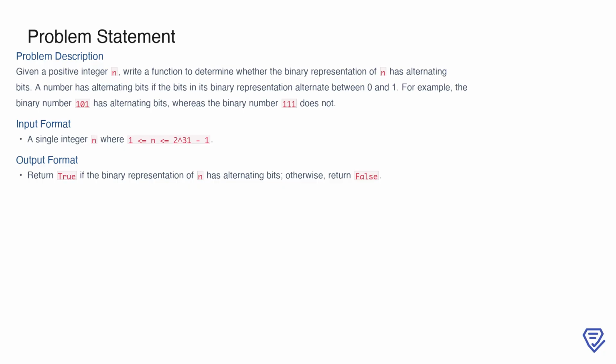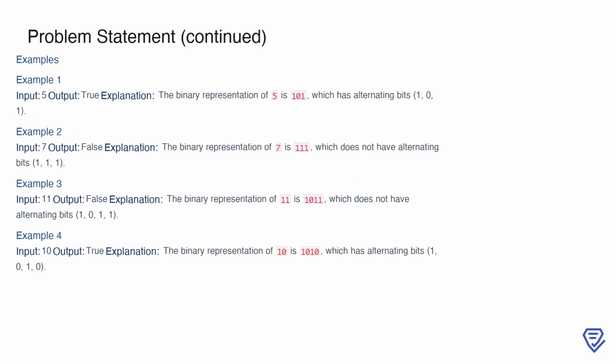The input to the function will be a single integer n, which lies within the range of 1 to 2 to the power of 31 minus 1. The output should be a Boolean value, true if the binary representation of n has alternating bits, and false otherwise. To help clarify the problem further, let's look at a few examples.